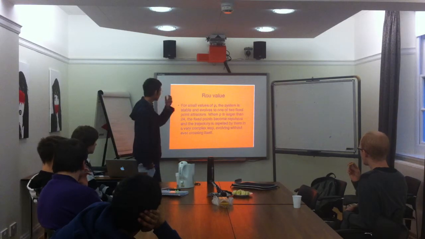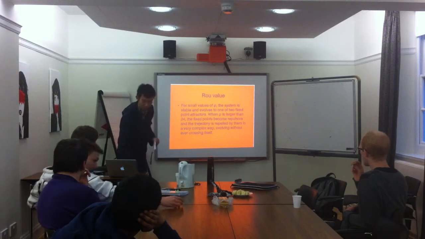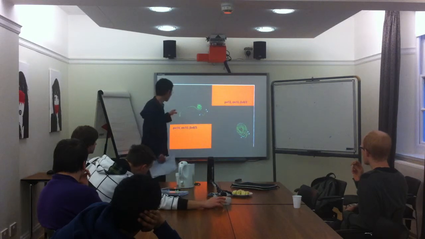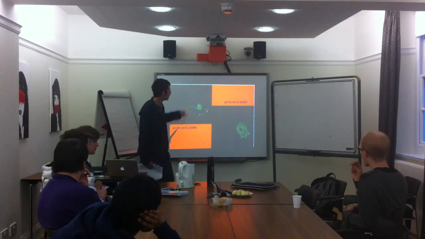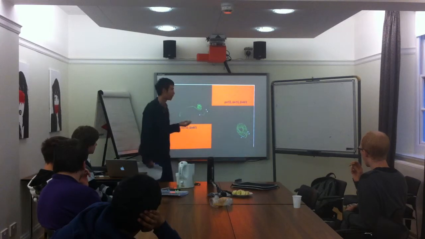And the crucial one is rho. For small values of rho, the system is stable and evolves to one of 2 fixed point attractors. Let me see what that is like. So this is for a small rho. Rho is equal to 14 and rho is equal to 13. Both of them are small. One is big. More than 24 is big, it turns out.